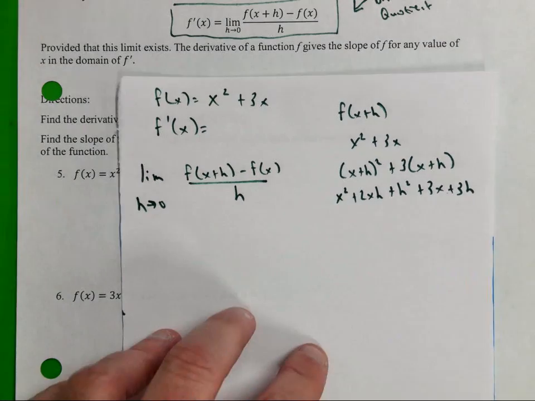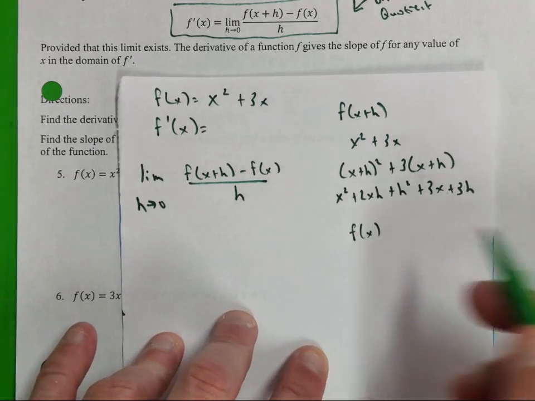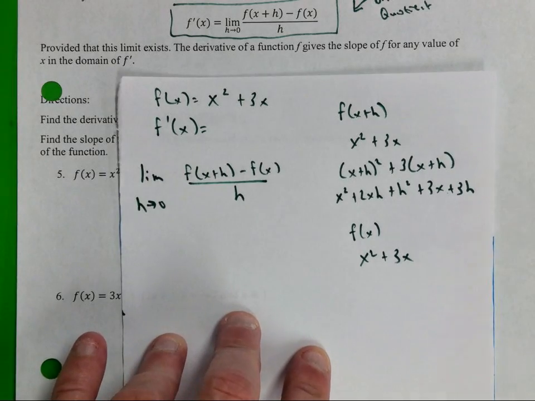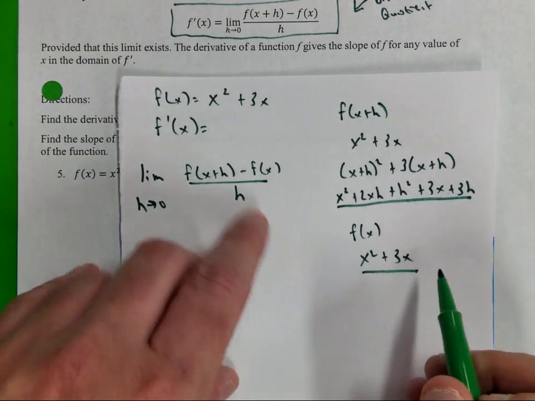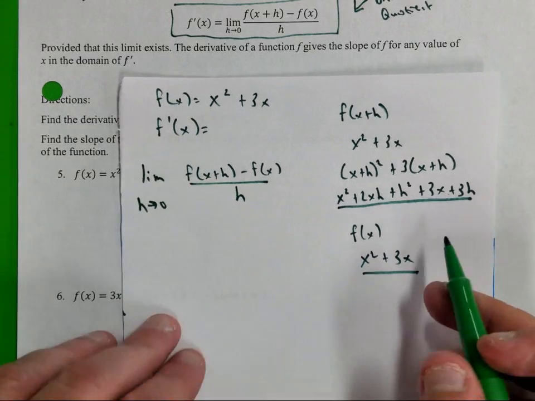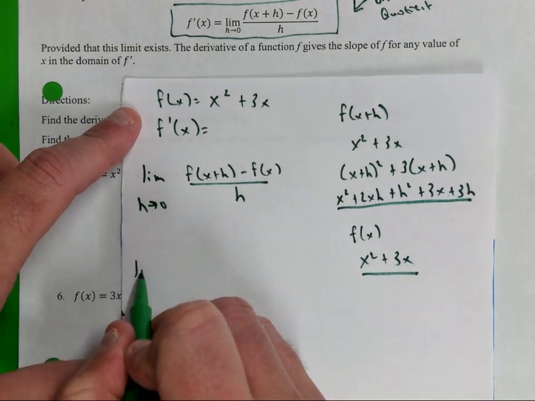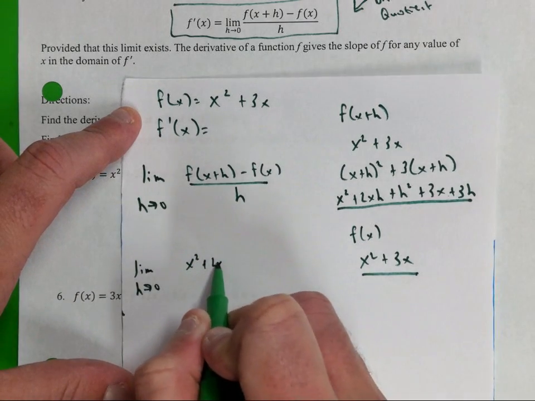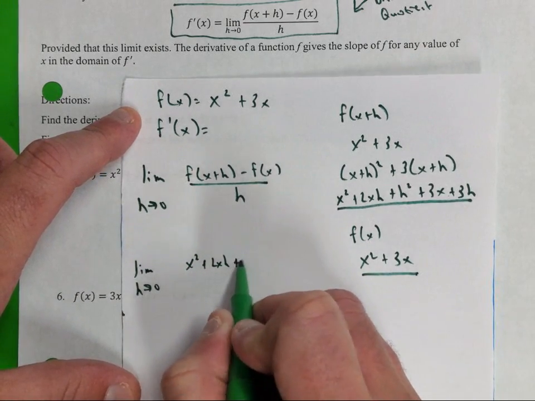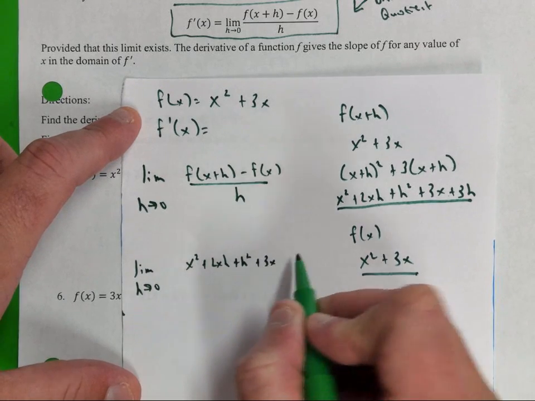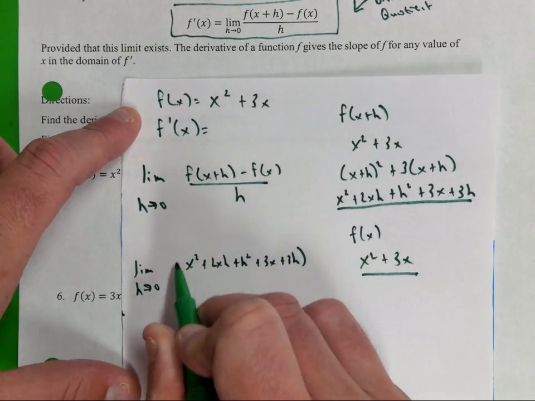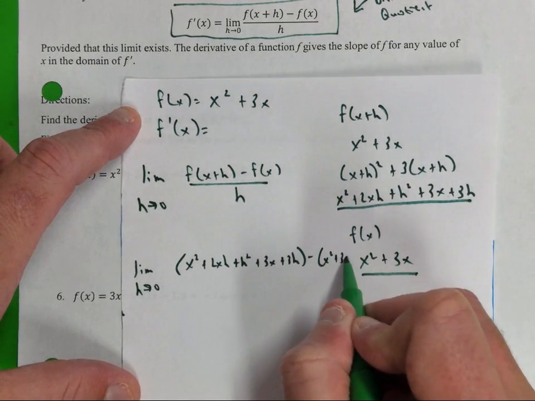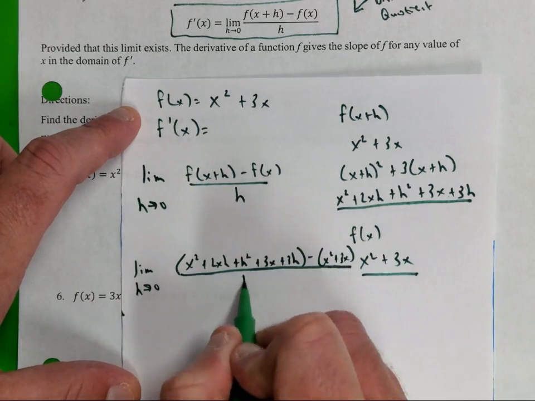Now, I need to find f of x. I take x and plug it in, and it doesn't change it, does it? So these two things are what I substitute into my formula here. That goes first. The limit as h goes to 0 of x squared plus 2xh plus h squared plus 3x plus 3h minus x squared plus 3x, all over h.